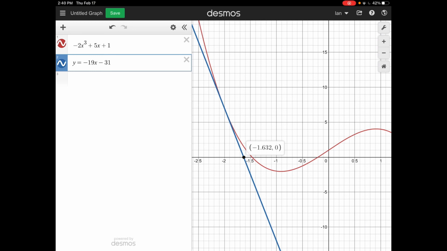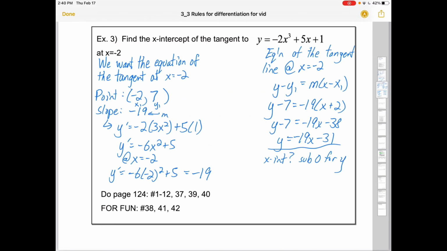If you want an x-intercept, you sub 0 for y, because on the x-axis, y has a value of 0. So if you want an x-intercept, we sub 0 for y on this tangent line. And we just work this through. 19x equals negative 31. x equals negative 31 over 19, which is a more perfect version of the answer than what Desmos found to 4 sig figs for us.